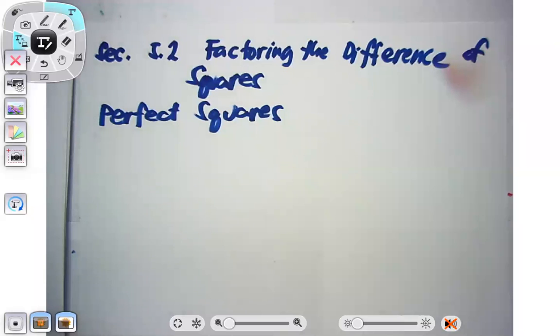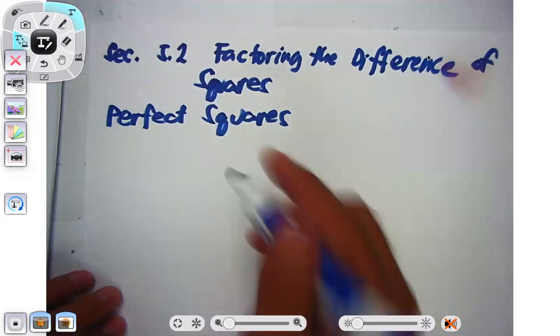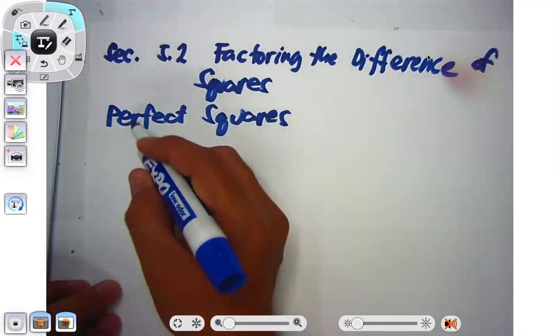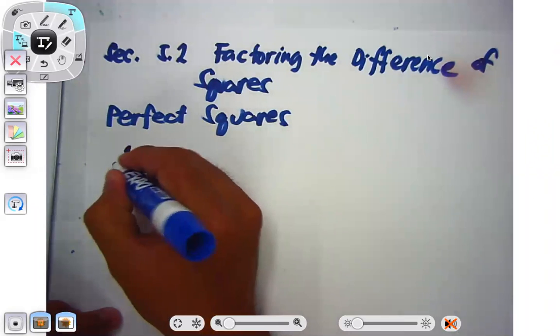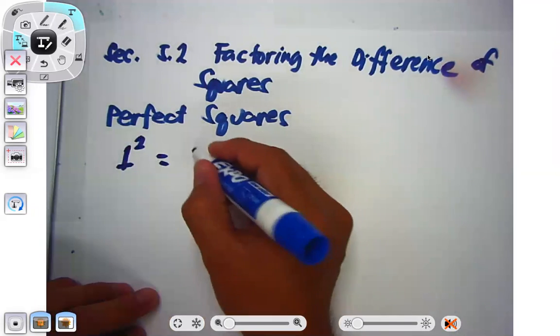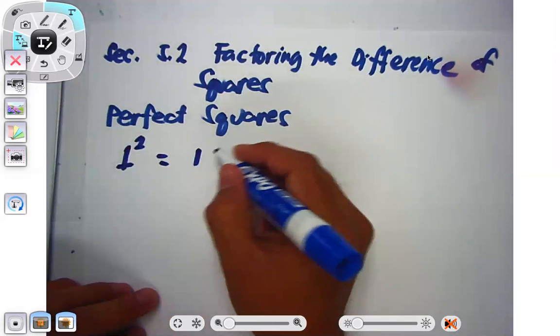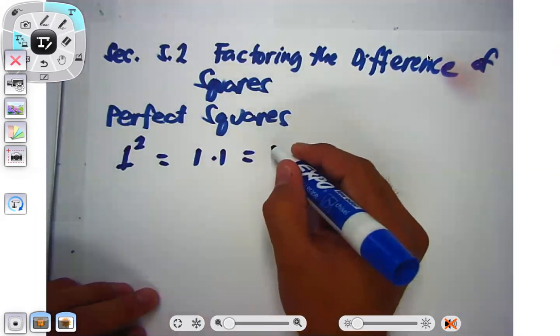And so let's try to list down, starting from the smallest perfect square. 0, given it's 0 squared, right? But we start from 1. 1 squared, that means we multiply 1 by itself, right? So that's 1 times 1, which is equal to 1.